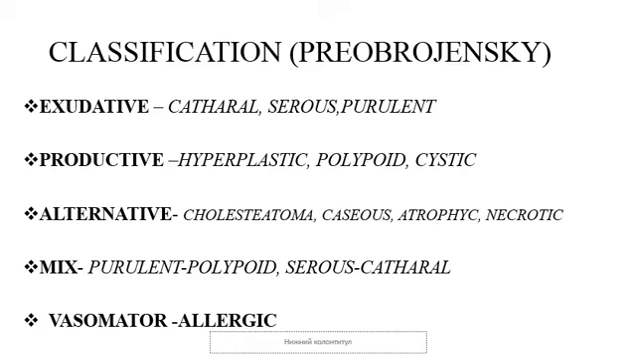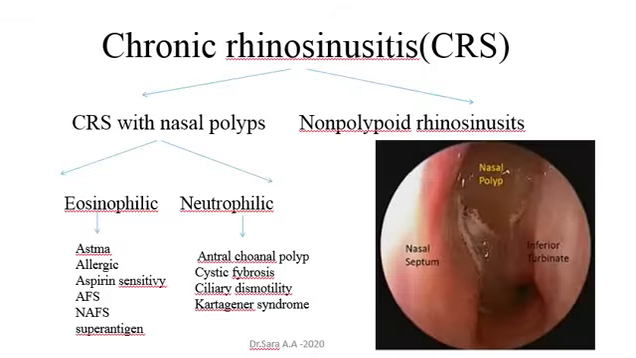There are so many classifications of chronic sinusitis, but in our program we will demand from you the rhinogenic classification. It's classified as exudative, productive, alternative, mixed, and vasomotor allergic sinusitis. By exudative we mean catarrhal, serous, and purulent sinusitis. By productive we mean hyperplastic, polypoid, and cystic. Alternative is cholesteatoma, caseous, atrophic, and necrotic. In the mixed, for example, purulent and polypoid, serous and catarrhal. It's also a very popular chronic sinusitis classification.